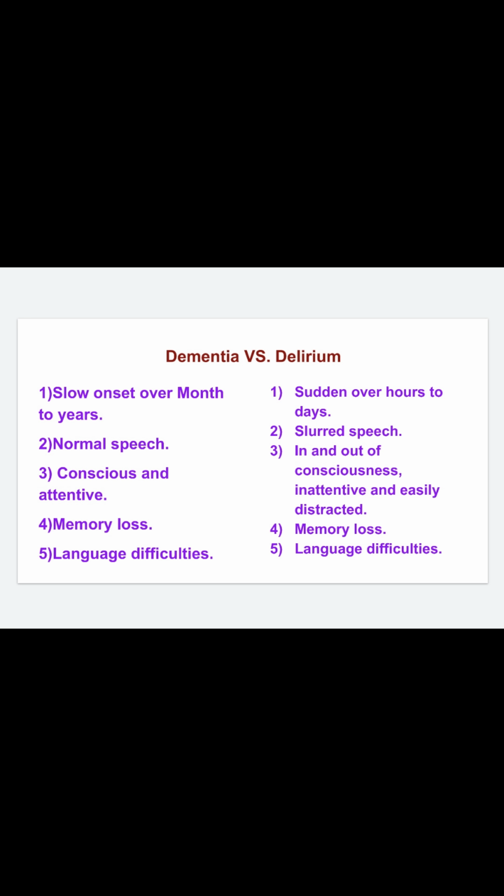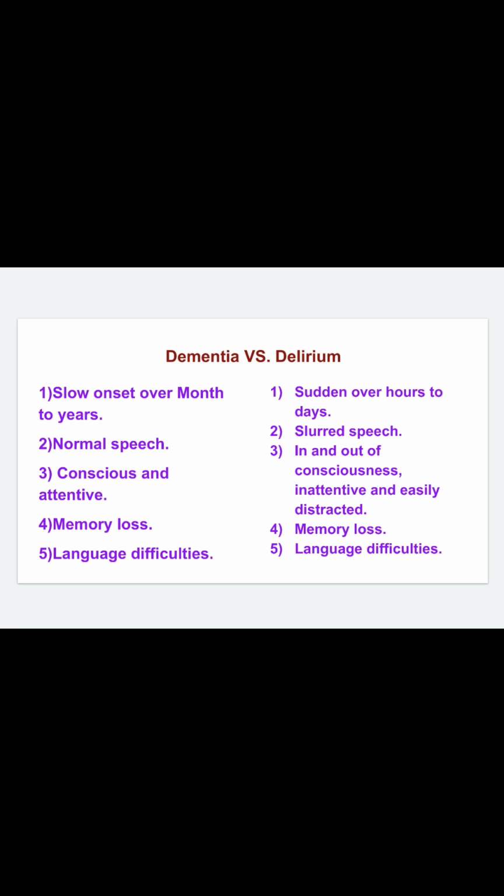and easily distracted. A dementia patient has memory loss. A delirium patient also has memory loss. A dementia patient has language difficulties. A delirium patient also has language difficulties. A dementia patient may have hallucinations, and a delirium patient may also have hallucinations.